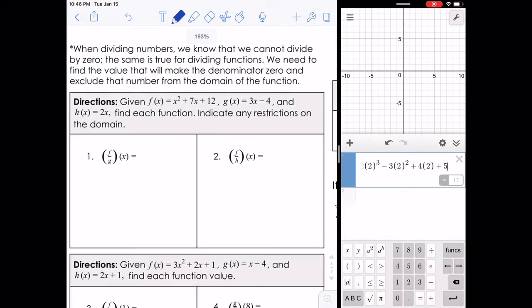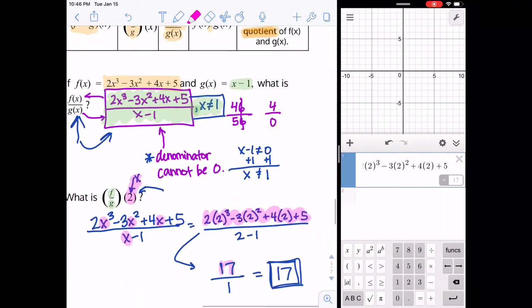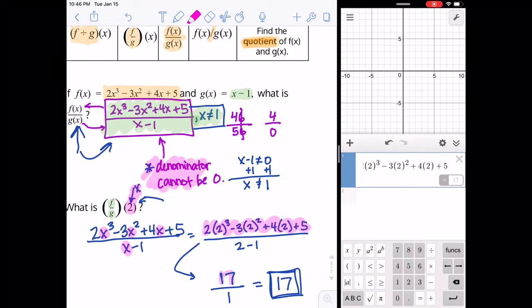So this section here says, when dividing numbers, we know that we cannot divide by 0. The same is true for dividing functions. We need to find the value that will make the denominator 0 and exclude that number from the domain of the function. So that's essentially saying in fancy math language what we were just talking about right here, which is that the denominator cannot be 0.